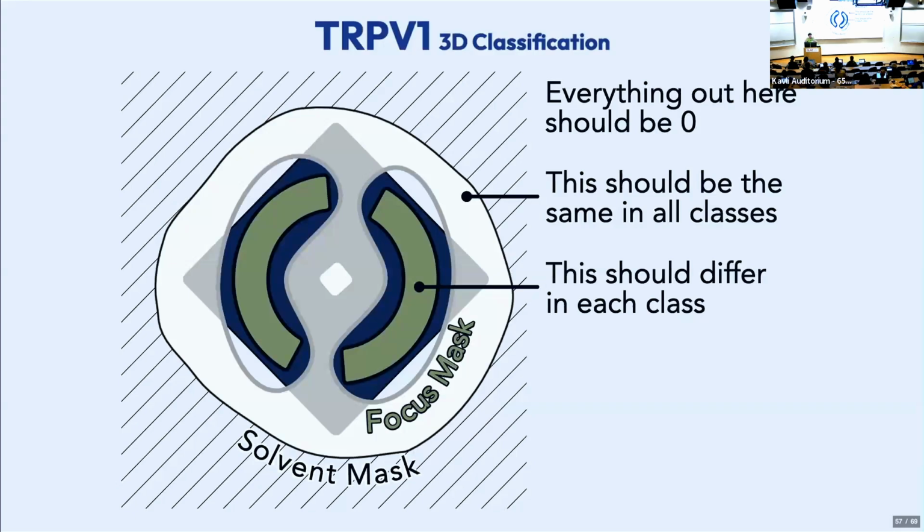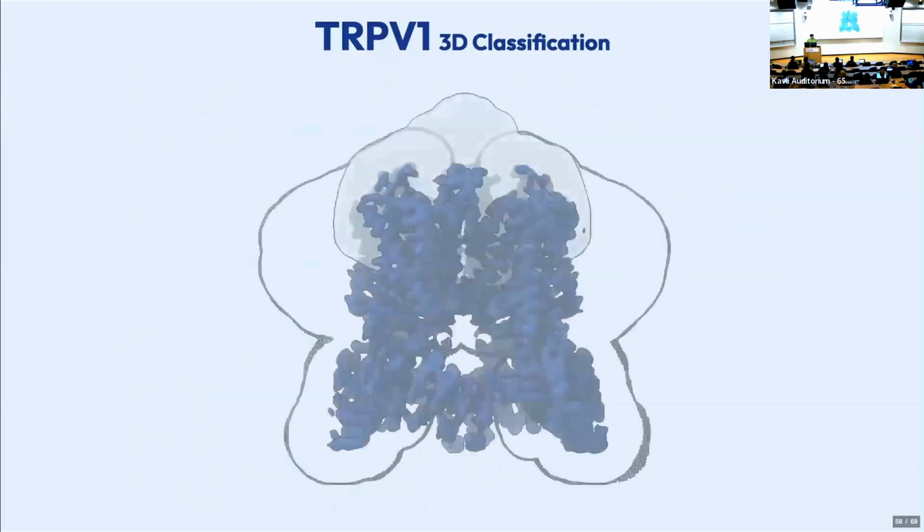The tricky thing is between the focus and solvent masks, it's the same for all four classes so that the classification will ignore that, right? So for instance, the CTD is this big thing that might change a lot for these particles, but since it's outside the focus mask, it's going to be the same in all four classes, so the particles won't partition based on the CTD, all right?